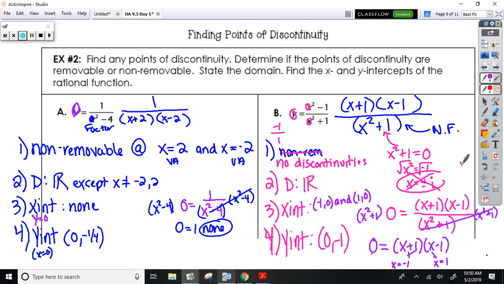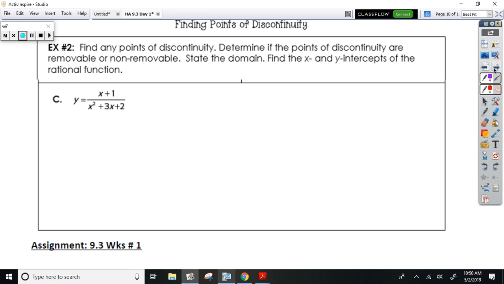All right, try example C. Using your calculator or doing it by hand, answer all of the 4-part questions. Your discontinuities.